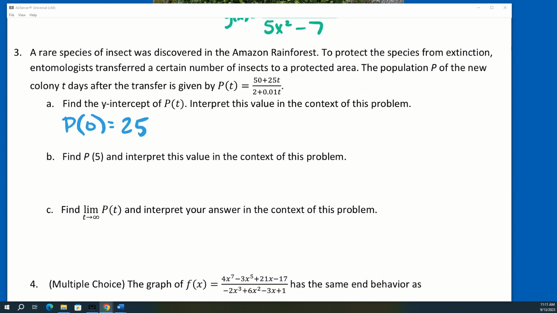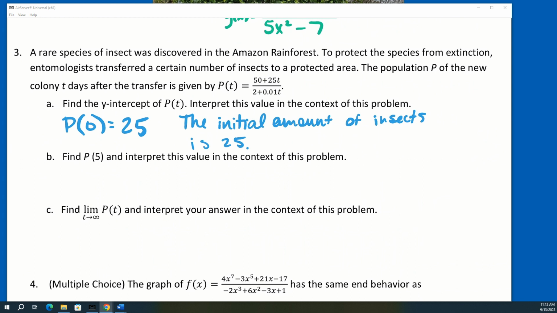So what does that mean in this problem about insects and the colony size? What is the time? 0. So this is going to be the initial. Very good. The initial amount of insects is 25. Or initially, 25 insects were transferred to the protected area. However you want to word it, but it's when time is 0. You with me, Derek? All right.